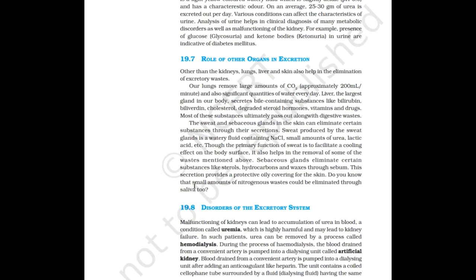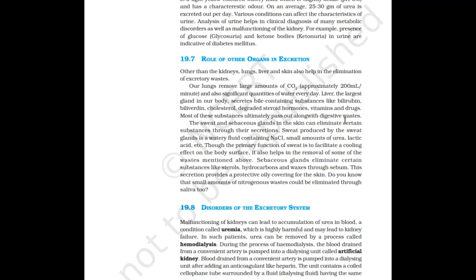Other than the kidney, lungs, liver, and skin also help in elimination of the excretory waste. Our lungs remove large amounts of CO2, approximately 200 ml per minute, and also significant quantities of water every day. The liver, the largest gland in our body, secretes bile containing substances like bilirubin, biliverdin, cholesterol, degraded steroid hormones, vitamins, and drugs. Most of these substances ultimately pass out along with digestive wastes.